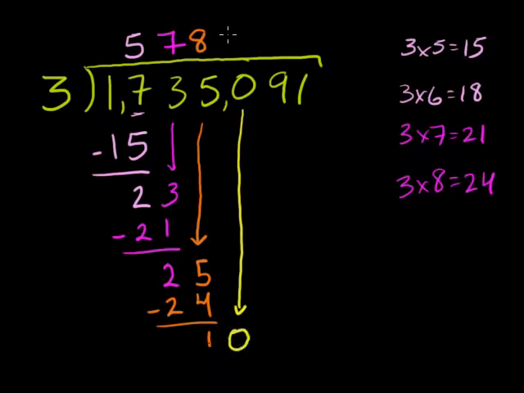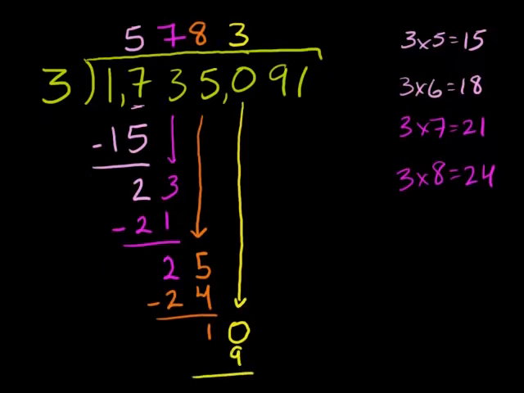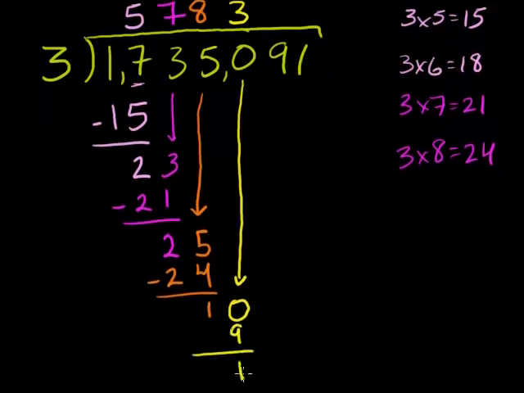Well, that's easy. It goes into it 3 times. 3 times 3 is 9. That's about as close to 10 as we can get. 10 minus 9 is 1. And then we can bring down the next number. I'm running out of colors. I can bring down that 9.